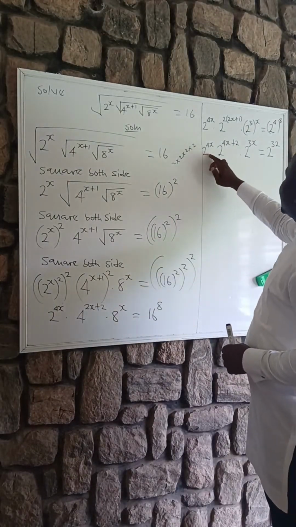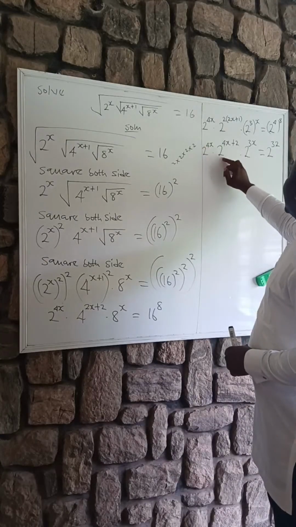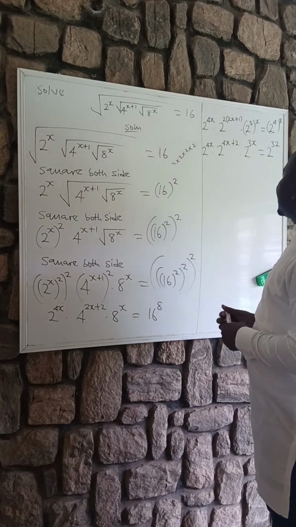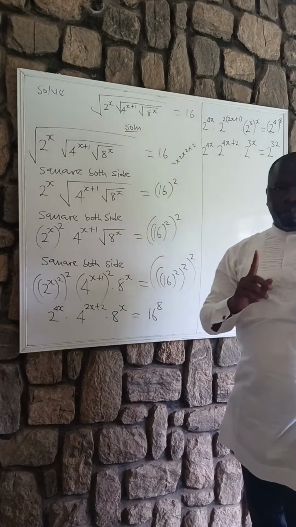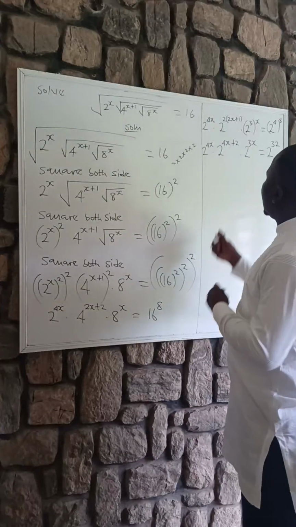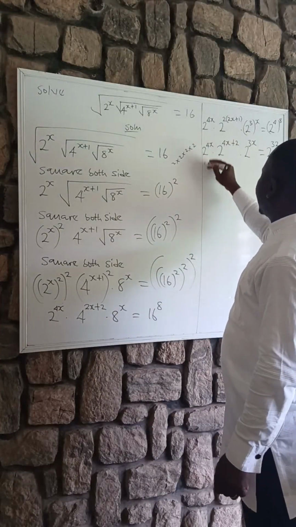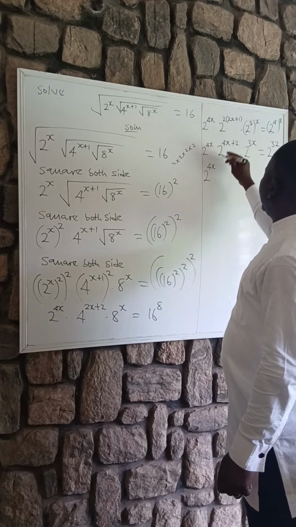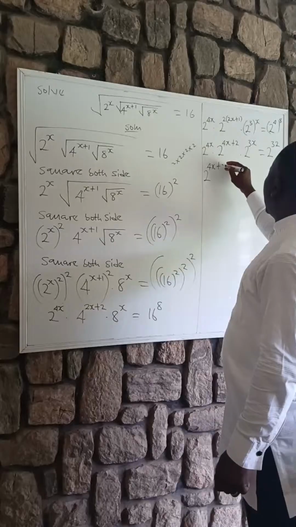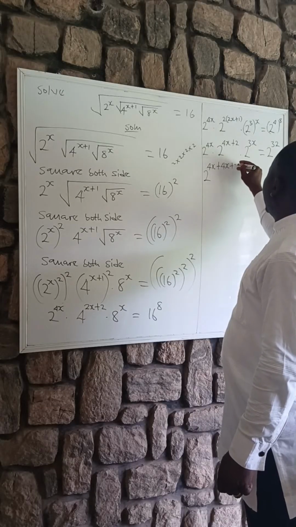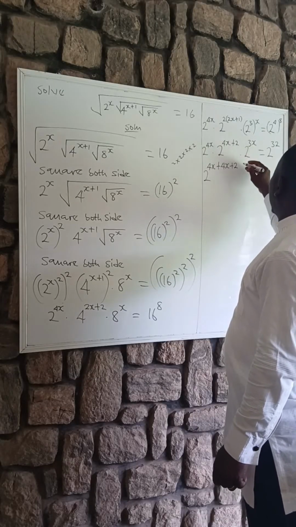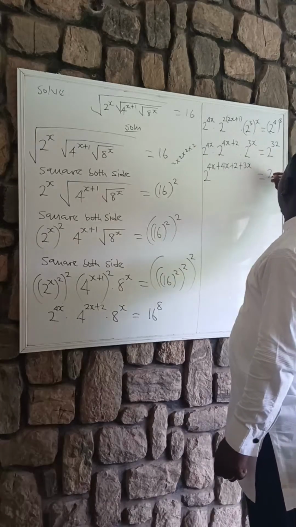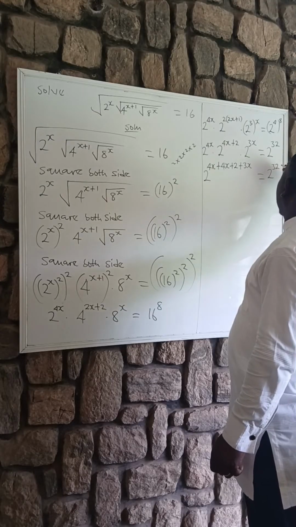So here we have 2 raised to the power 4x. Here we have 2 raised to the power 4x plus 2. Here we have 2 raised to the power of 3x. So it means we pick one of the bases, then we have the power. So here we pick 2 raised to the power of 4x plus 4x plus 2 plus 3x. Then this is equals to 2 raised to the power of 32.